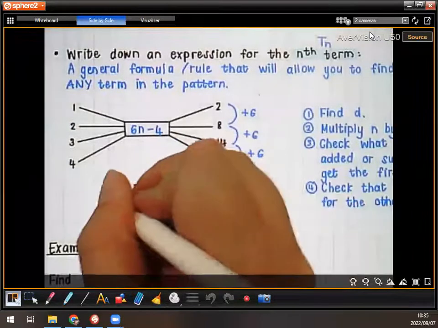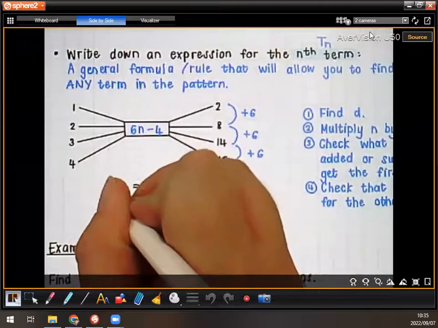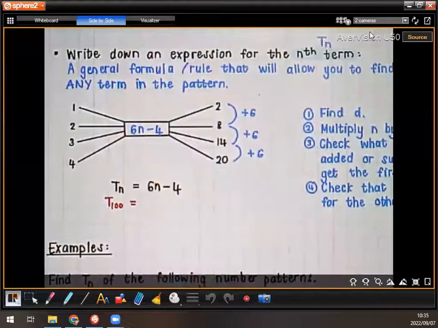So if you can just add underneath or next to it, wherever you have some space, if they are asking for a 100th number in that number pattern, the 100th term, that's how you would write this: term 100. Now, what do you guys think? What am I going to do with that formula to find the 100th term? Minus 4. Right?